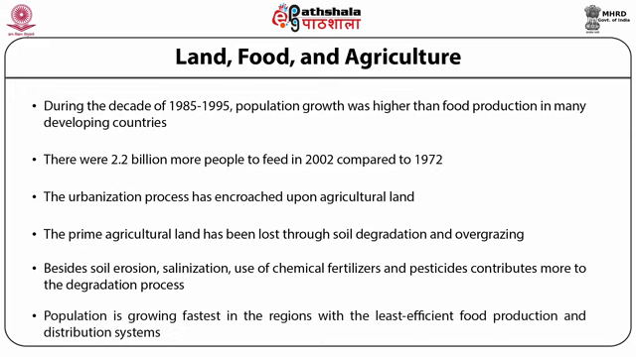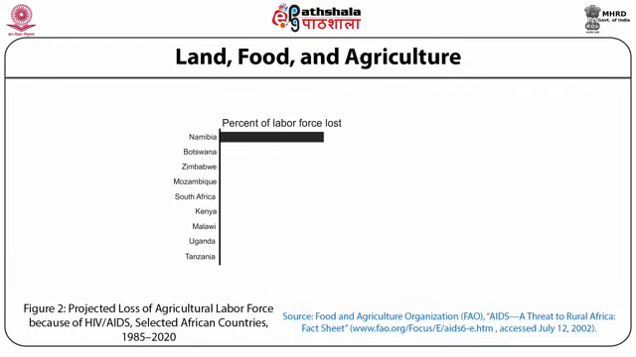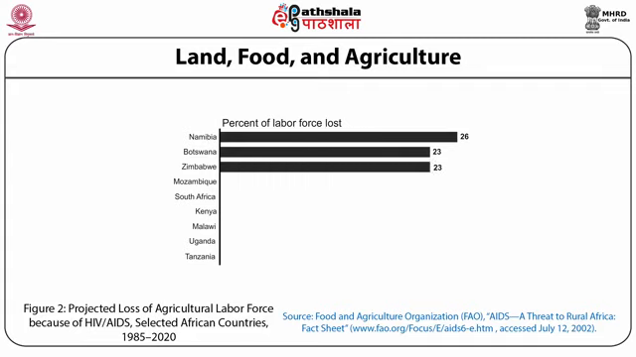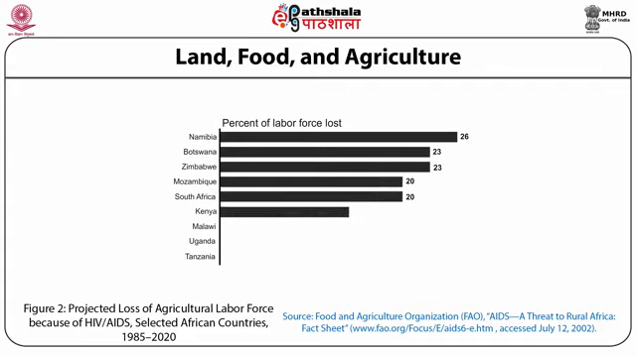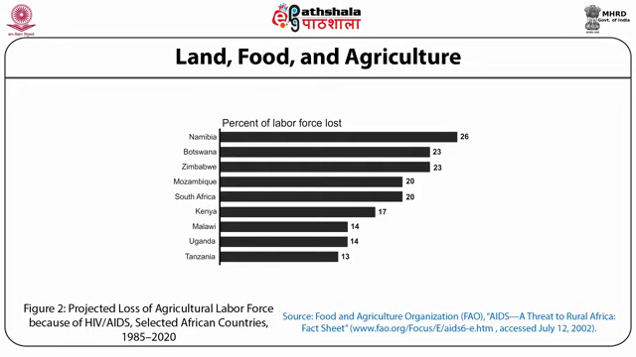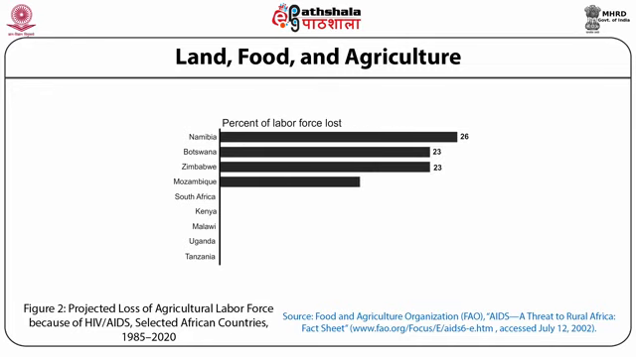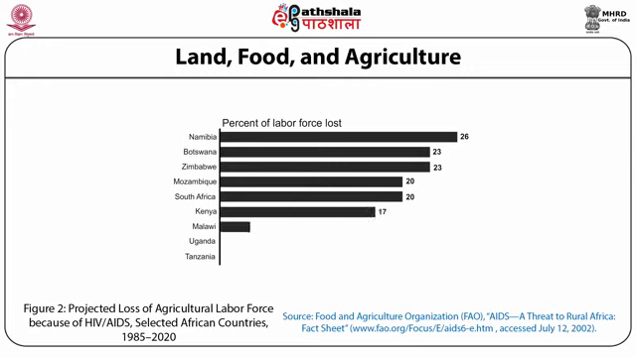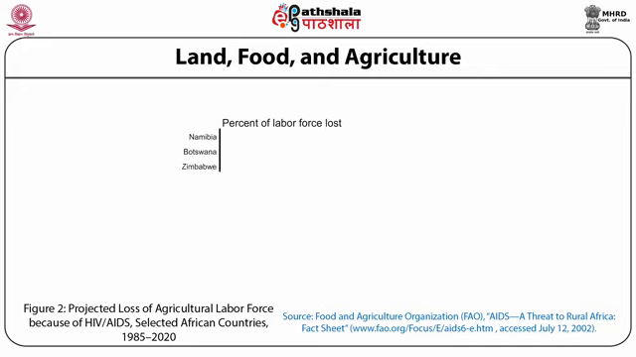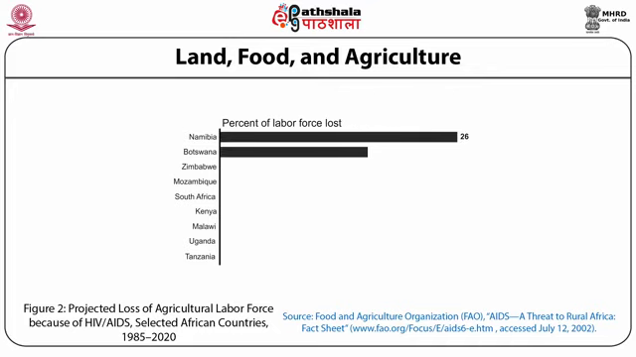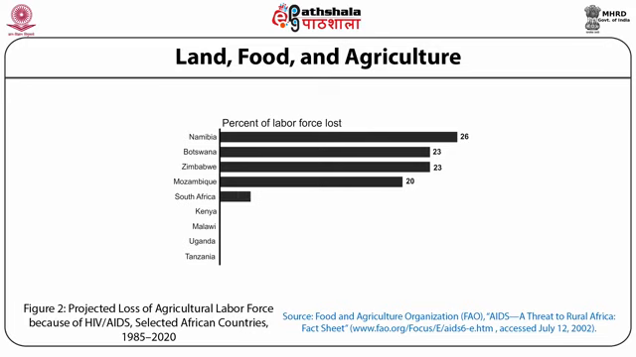It is to be noted that population is growing fastest in the regions with the least efficient food production and distribution systems. The disease-food security linkage is intense in Africa. Agriculture production and food safety is threatened by AIDS in southern and eastern Africa. Nearly 7 million agriculture workers have died of AIDS since 1985 in these nations. It is estimated that 16 million more agriculture workers will die due to AIDS in these countries between 2000 and 2020. The decline in agriculture workers will range from 13% in Tanzania to 26% in Namibia between 1985 and 2020 due to AIDS.